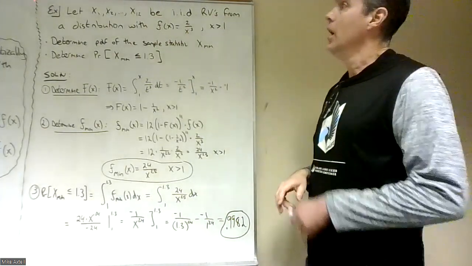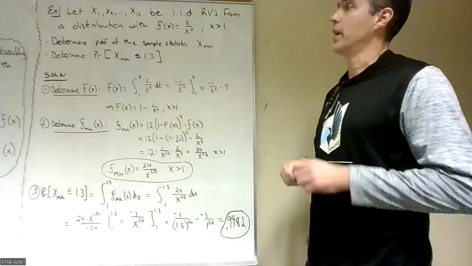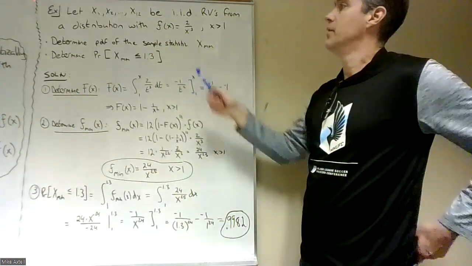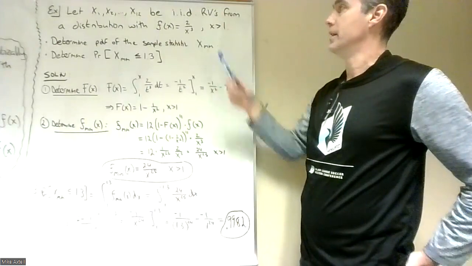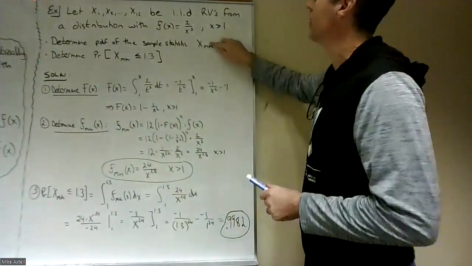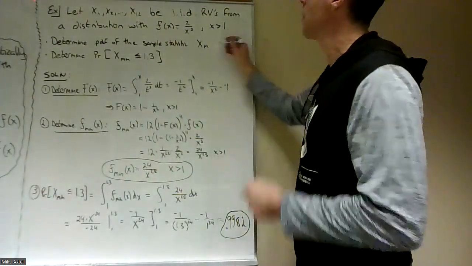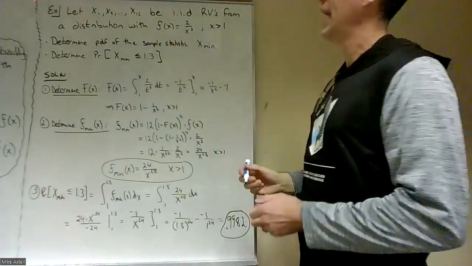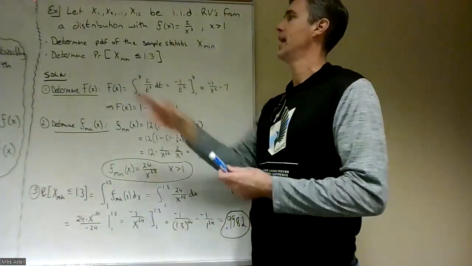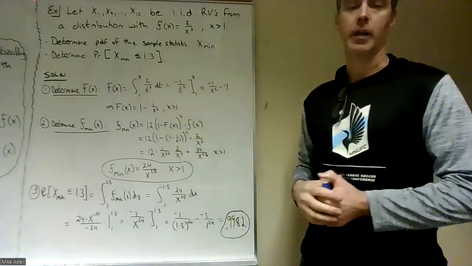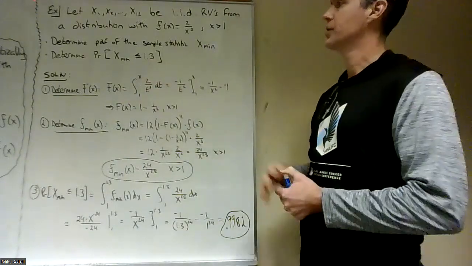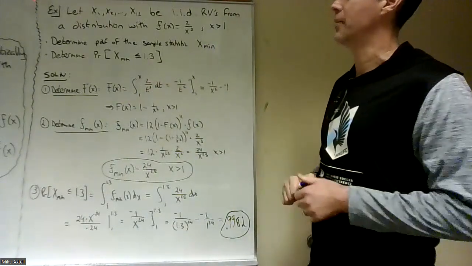All right. And we would like to know two things. I'd like to determine the PDF of the sample statistic x min, and determine the probability that x min is less than or equal to 1.3. Okay. All right. So solution in 3 steps.